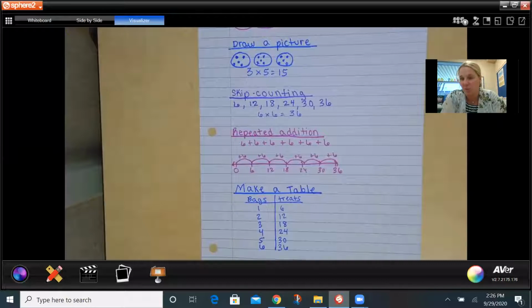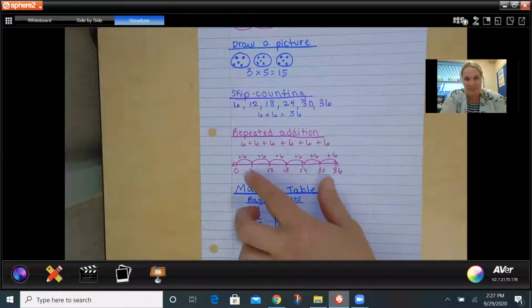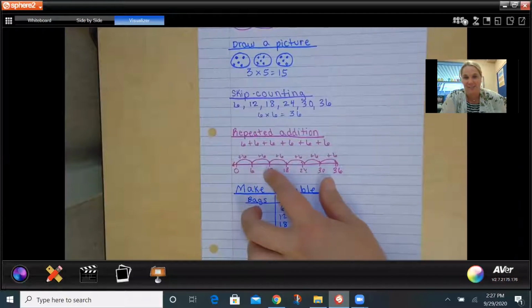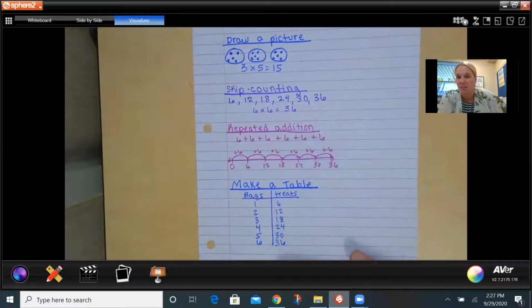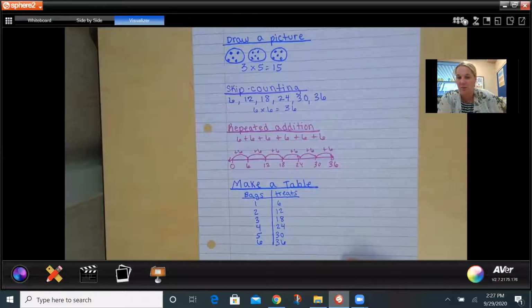Another way is repeated addition. So if I wanted 6 groups of 6, I would add 6 times. 6 plus 6 plus 6 plus 6 plus 6 plus 6. I also showed you on the number line here how we did that. So I added 6, add 6, add 6, add 6, add 6, add 6. So repeated addition is another way that we've been learning about how to do multiplication.